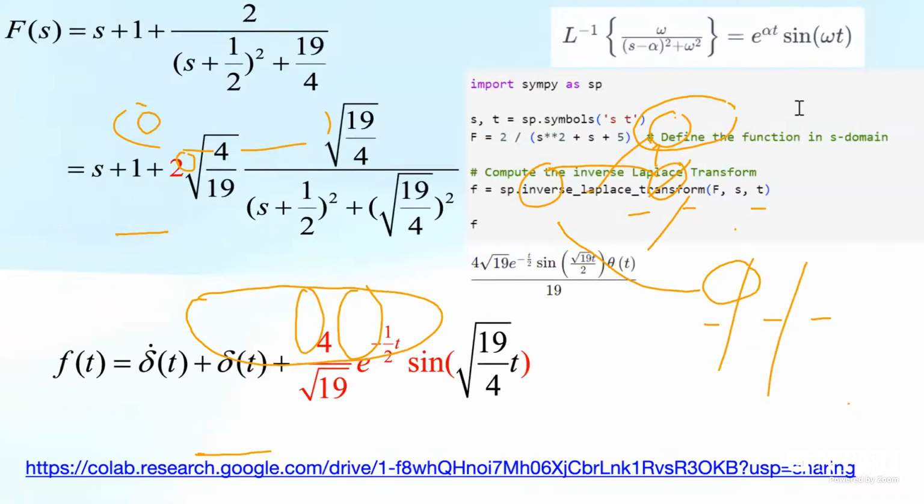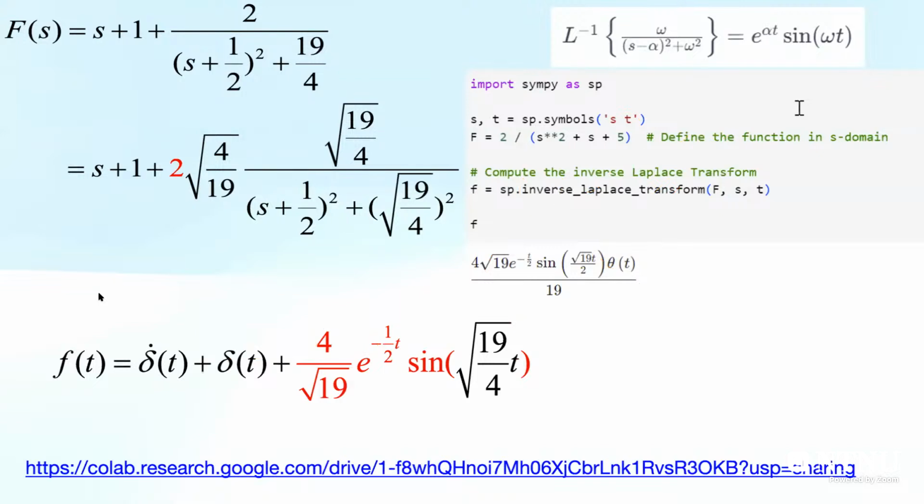When you look into the table, I can find that we have the Laplace transform of omega divided by s minus alpha squared plus omega squared. It will be exponential alpha t multiplied by sine omega t. So we just try to find it in a form which is closer to this one. So here we have s plus 1 divided by 2 squared. So from that part, we can say that alpha equals minus 1 divided by 2, right? And we have here 19 divided by 4. I need to make it omega squared.